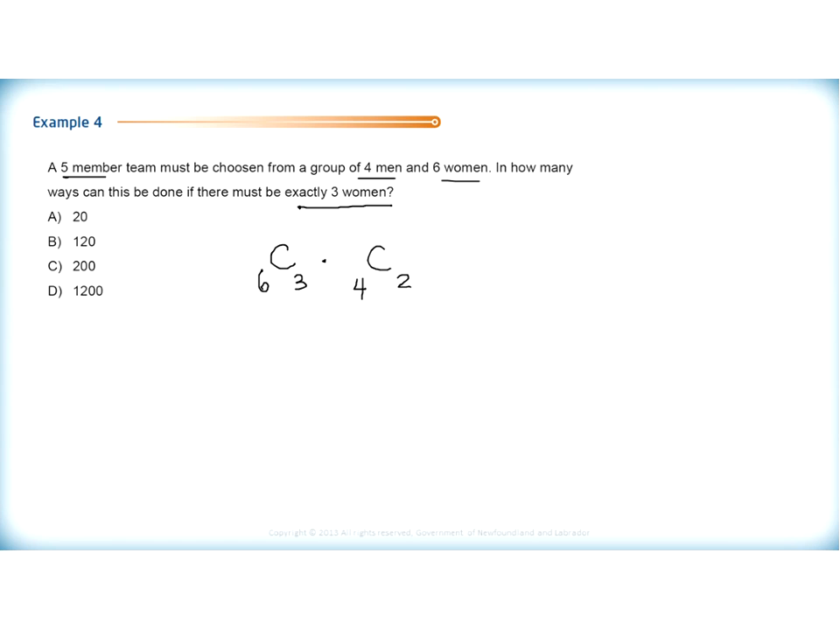Let me do that on my calculator. C(6,3) is 20, times C(4,2), which is 6. 20 times 6 is 120. There are 120 ways of making this selection.